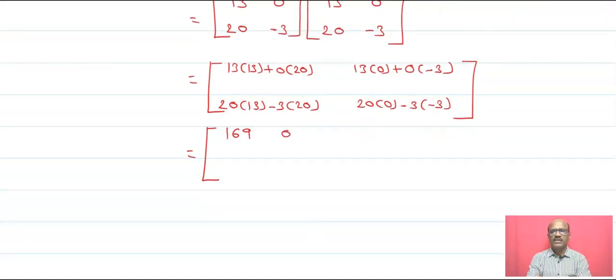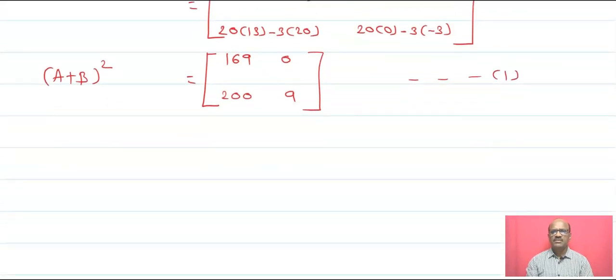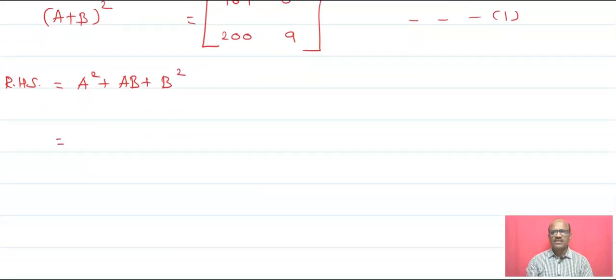Next is 20 into, that is their multiplication, (a plus b) whole square, which is 209. That is the second row. Now what about the RHS? In the RHS we have a square plus ab plus b square.